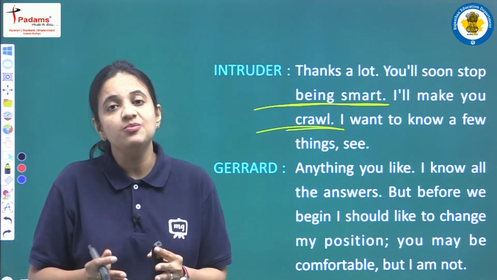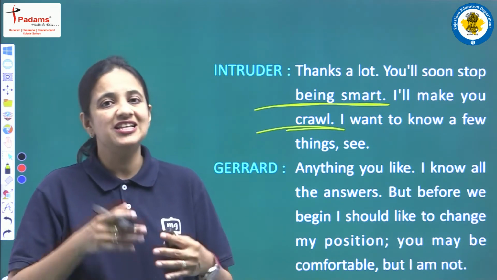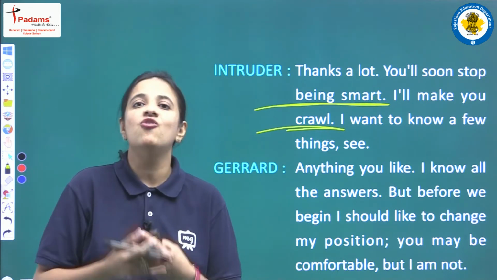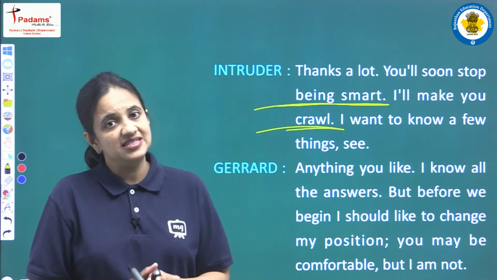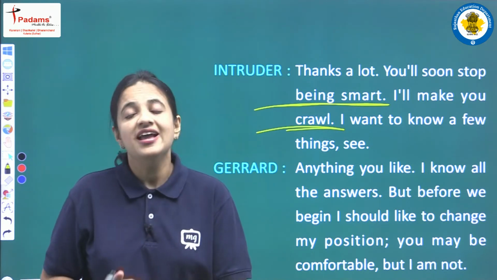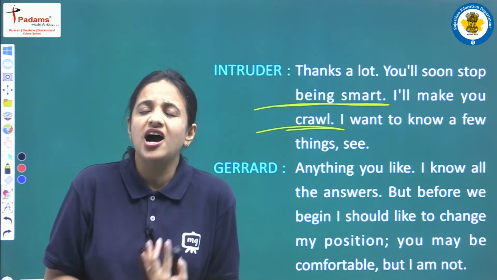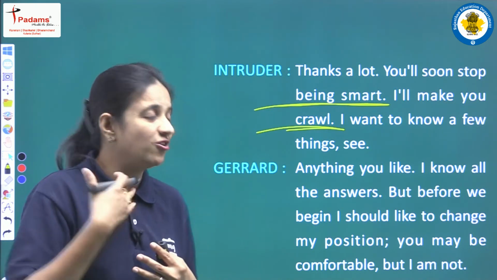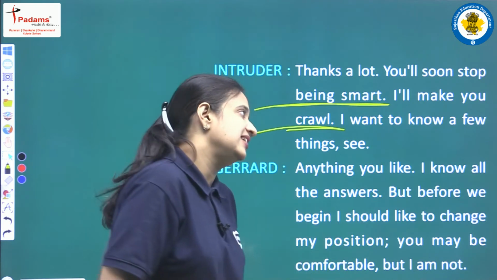Okay, so he is busy in conversation because he is just trying to understand who that person is, why he is there, what his purpose is. So we can say Gerald is very smart and he is behaving like a very calm, very cool person. Okay, so he is busy in a conversation. Gerald is saying, "Anything you like."